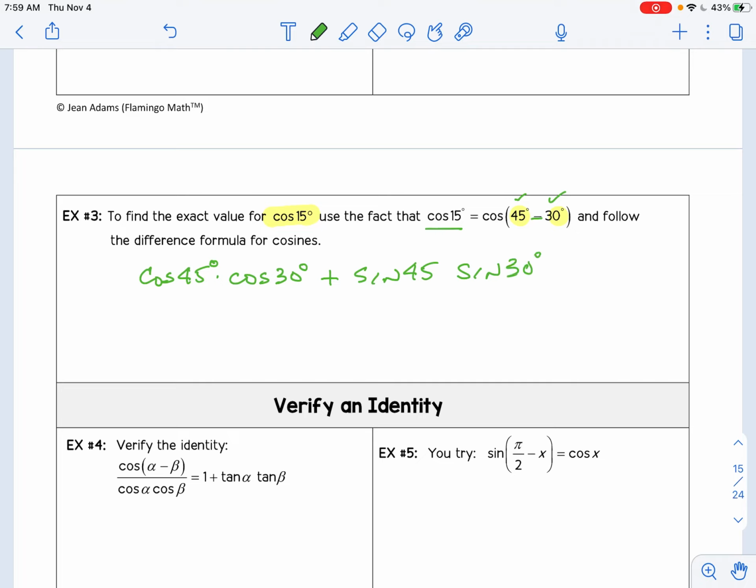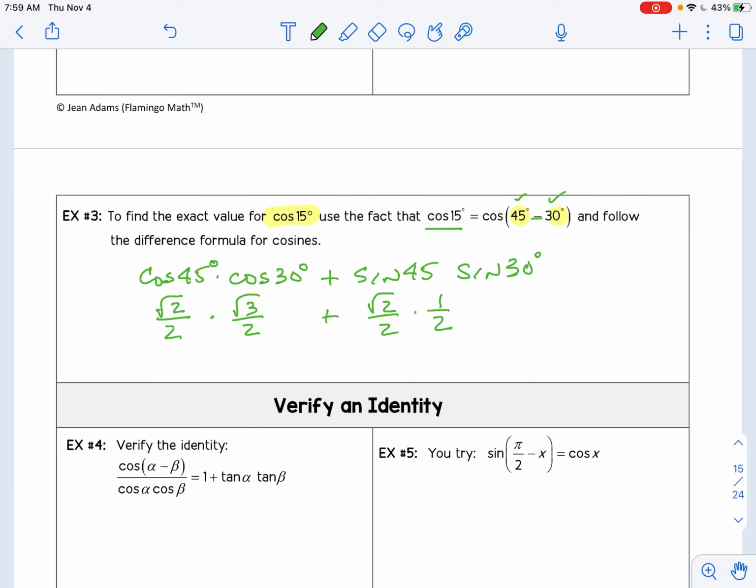Now, what's kind of interesting about this is that I know all of these. So now I've taken an angle that I don't know and put it into two knowns. Do you remember cosine of 45? Hopefully root 2 over 2 rings a bell. Cosine of 30, root 3 over 2. Sine of 45, root 2 over 2. And sine of 30, 1/2.